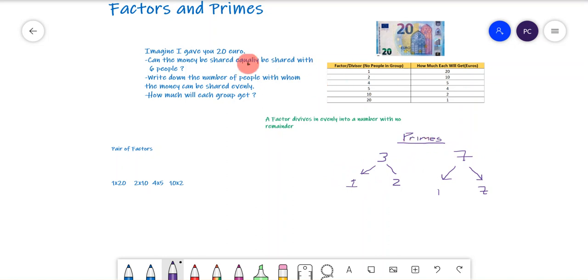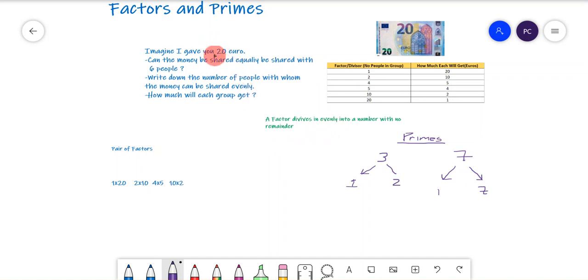So that's really it for this lesson. So again, what are factors? A factor divides in evenly into a number with no remainder. The example being, if we take the number 20, the list of factors for the number 20 are 1, 2, 4, 5, 10 and 20. Why are these factors of 20? Because if we take the number 20 and divide it by each of these numbers, they will divide in evenly into 20. And that's the definition, and that's what a factor is.